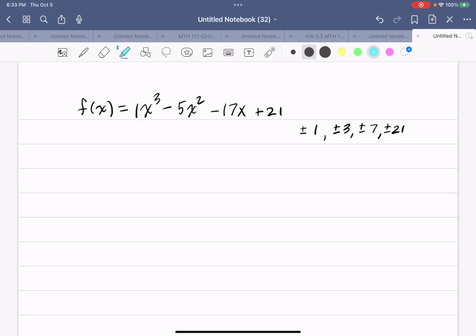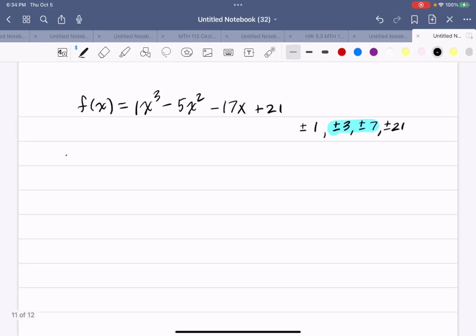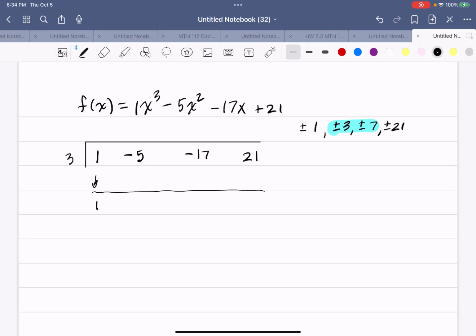I'm going to start in the middle. We'll start with a 3. We'll use our synthetic division to see if our remainder is 0, to see if it's a zero. So 1, negative 5, negative 17, 21. All powers are represented. So I drop this 1. Then I begin to multiply and add.